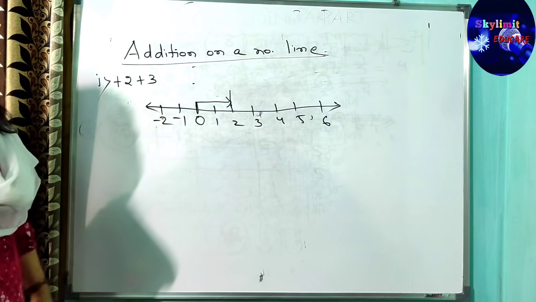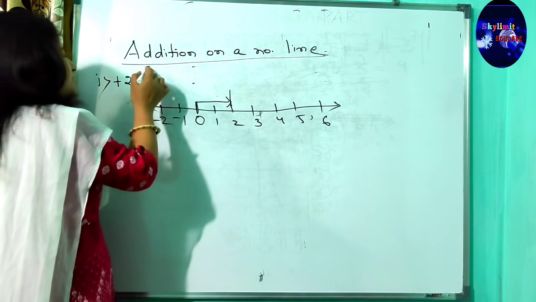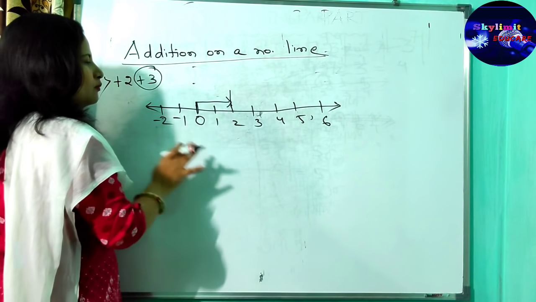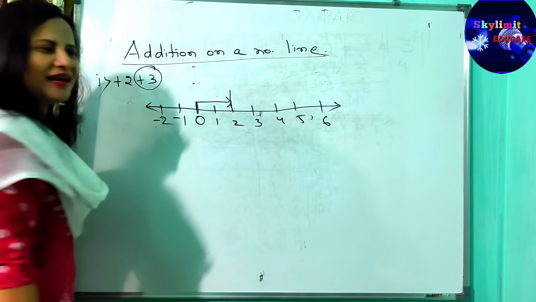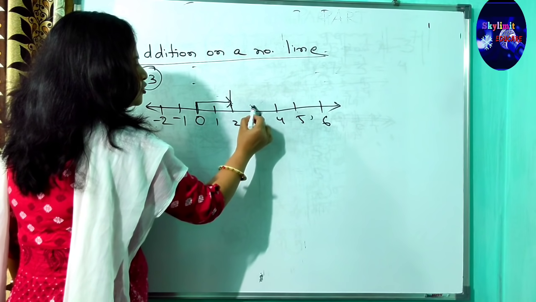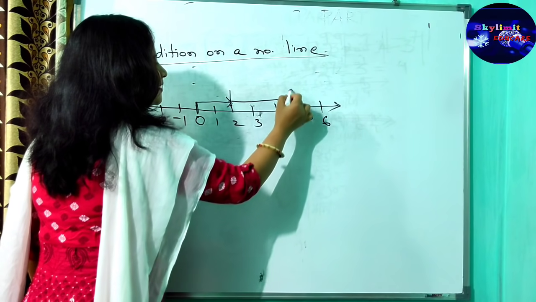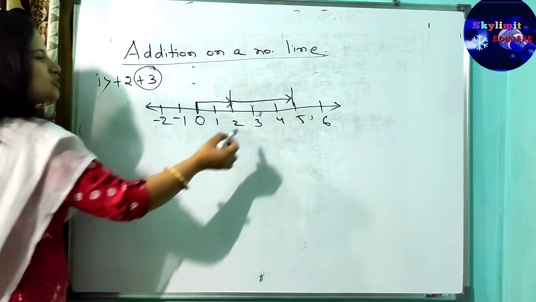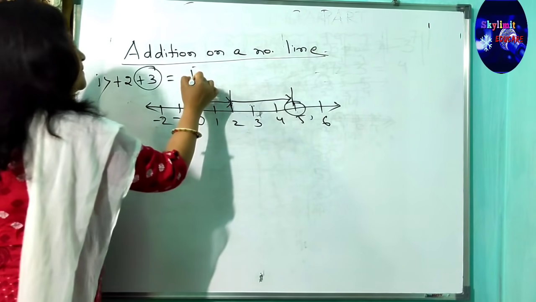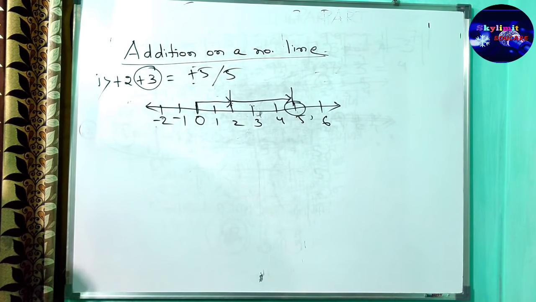Then next is +3. Again from here 3 steps towards the right, because it is carrying a plus sign. So again 1, 2, 3 steps towards the right. Clear? So what is the number that you obtain here? 5, and you know +2 +3 is +5 only.